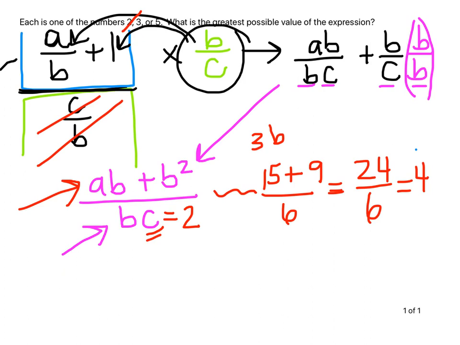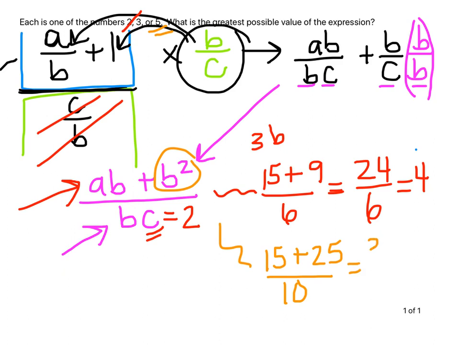You might be tempted to plug in 5 for b because of this b squared. So let's take a look at that as well. That means we'd have 5 times 2 on the bottom, so we'd have 10 as our denominator. But then we'd have 5 times 3, so 15 here, and then 25 on the top, giving us 40 over 10, which also gives us 4.